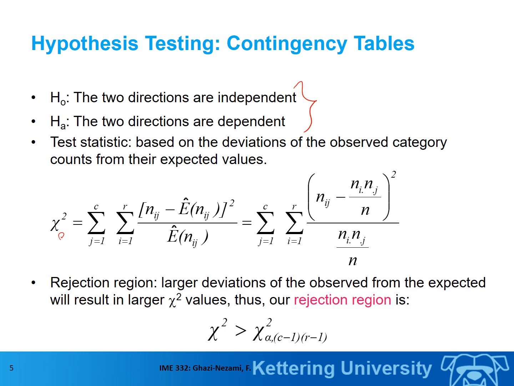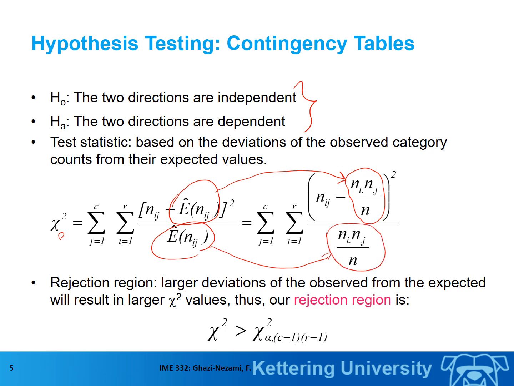So the question that you might ask is, okay, how can I calculate the expected value for each individual cell? As you can see, I can replace it with this formula. Expected value of the cell for observation that is in cell ij is ni dot, the summation of that row, times the summation of that column divided by the total number of observations. The same thing will be replaced in the denominator.